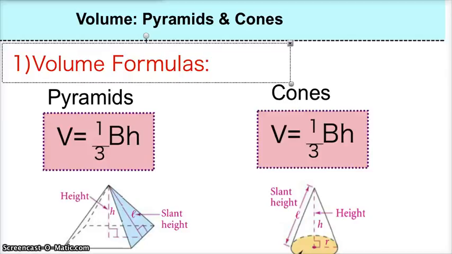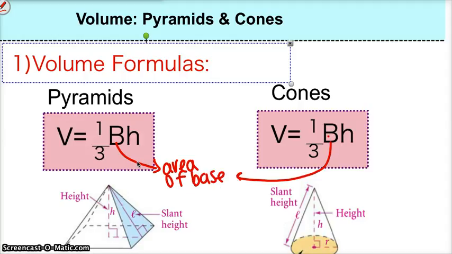This video will go over the volume of pyramids and cones. The volume formula for both pyramids and cones is 1/3 capital B times H, where the capital B represents the area of the base, and the H is the vertical height.